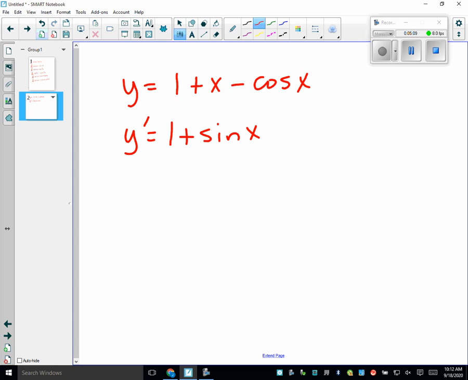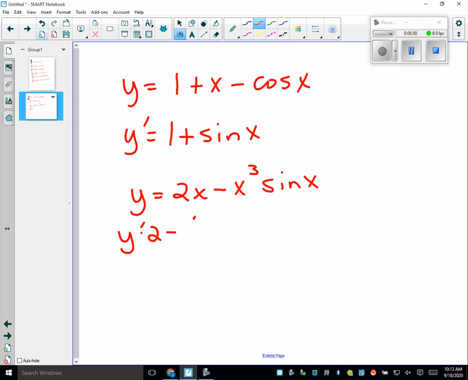All right. Let's do another one. y equals 2x minus x cubed sine of x. What is y prime? 2 minus 3x squared. Wait a minute. Is this a product? Yes, it is. So we're going to do the product rule.